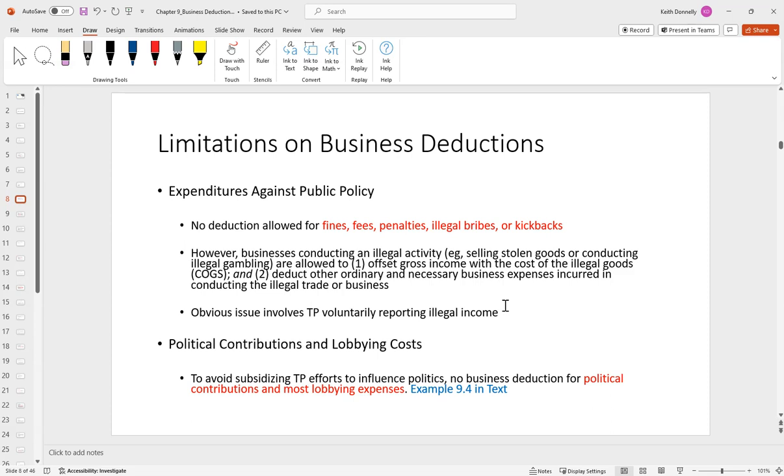All right, next one here is political contributions and lobbying costs. If you donate to the Trump campaign, right, you're not going to get a business expense for it. Think about it, right? It would be bad public policy to let big businesses get an expense for basically getting a certain political candidate into office, right? So donations to political candidates, you pay lobbyists to try to change the law. We're not going to reward you for that. That would be bad public policy.